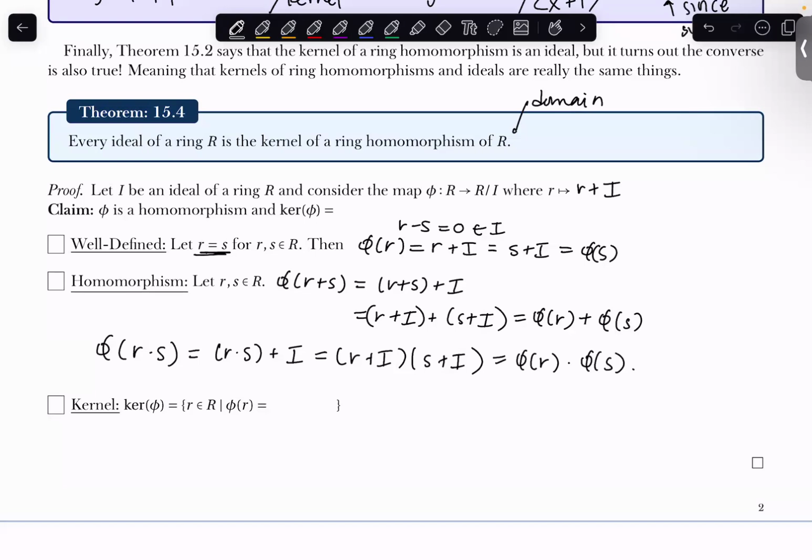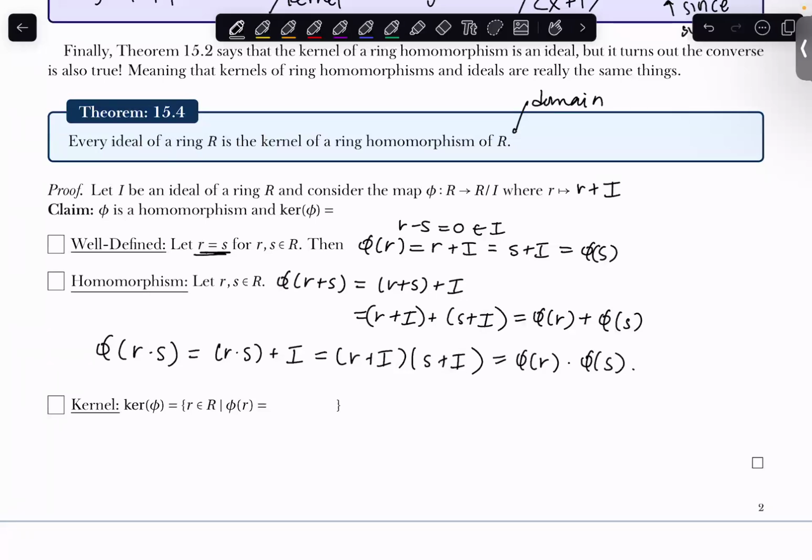So again, these are well-defined, and preserving the operations feels very natural because we have a really good understanding of what our R mod I elements are. And this map here is a very natural map. I take an element from my ring and I send it to the coset represented by it. So it really doesn't feel like we're doing much here, but we are using our definitions of our operations to be able to move things around.